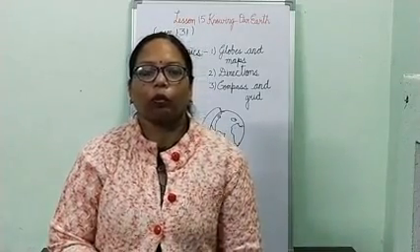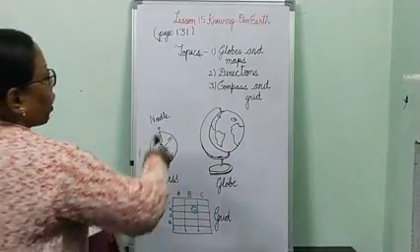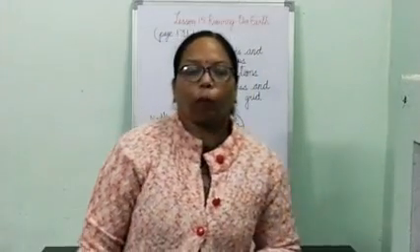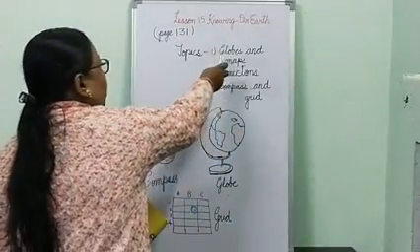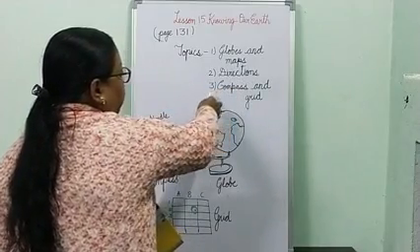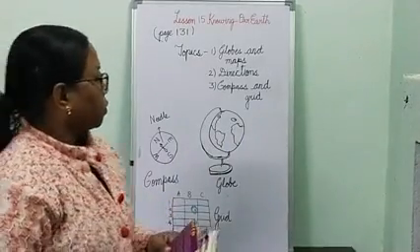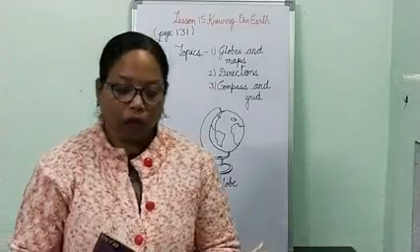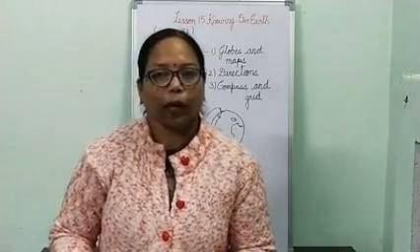Children, today I am going to begin a new lesson. Lesson 15, Knowing Our Earth. The topics which we will discuss today are: number 1, globes and maps; number 2, directions; and number 3, compass and grid. Children, open your book, page number 131. First of all, I am going to read from the book and then explain.